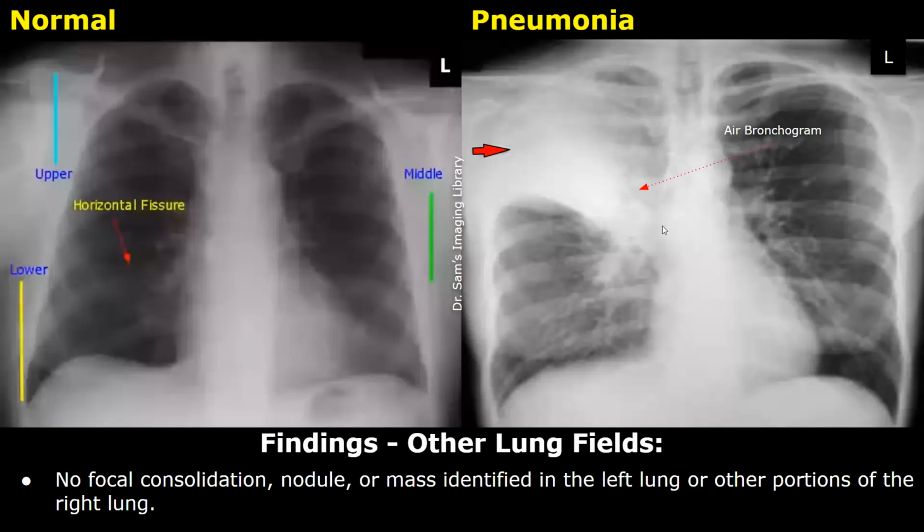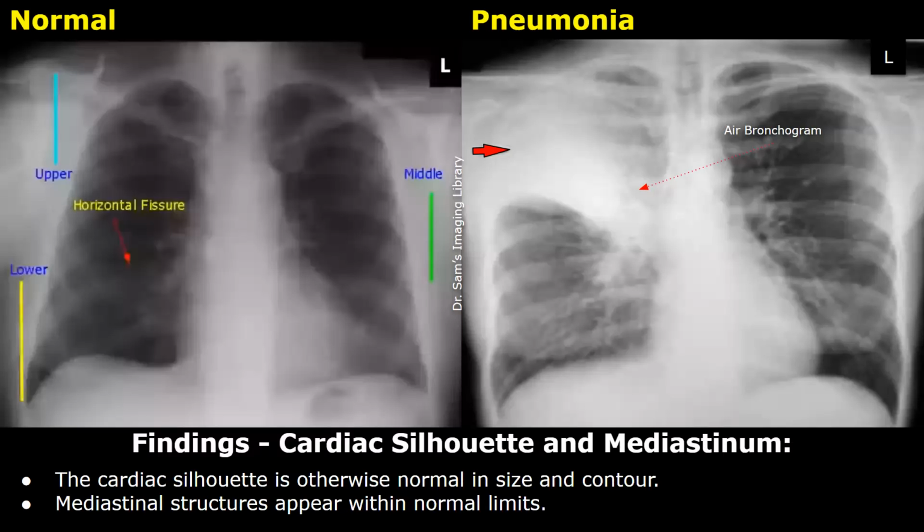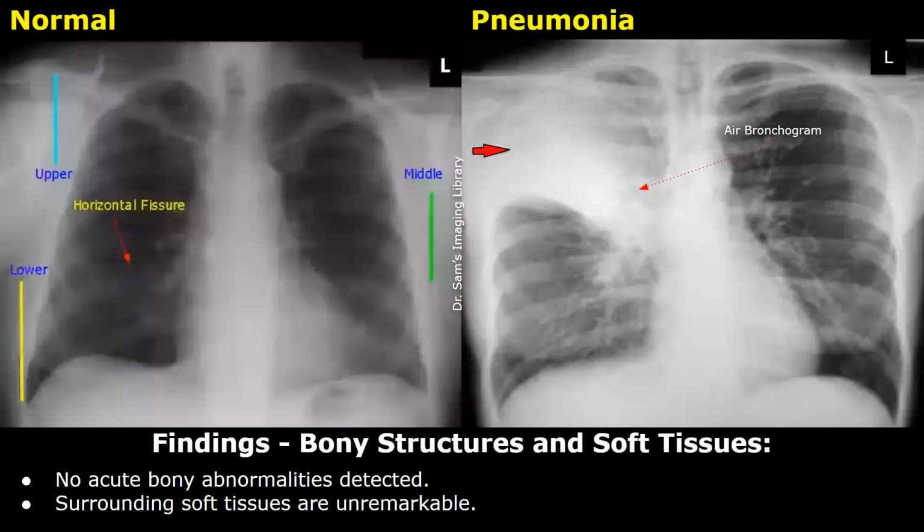Other lung fields. No focal consolidation, nodule, or mass identified in the left lung or other portions of the right lung. Pleura and diaphragm are normal. The cardiac silhouette is otherwise normal in size and contour. Mediastinal structures appear within normal limits. No acute bony abnormalities detected. Surrounding soft tissues are unremarkable.